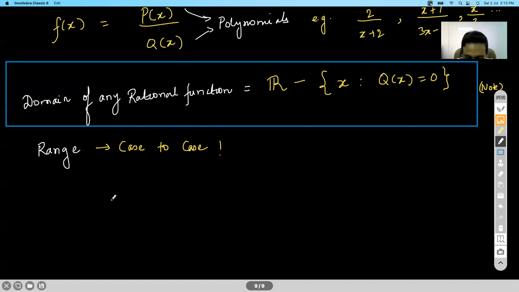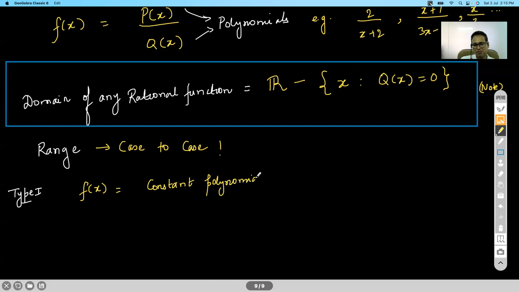All right. So what are the cases we are going to see? I have classified rational functions under three cases, or three types of questions. So let's talk about the type one question. Under type one, I'll be giving you a rational function which has a constant polynomial on the top divided by a linear polynomial.